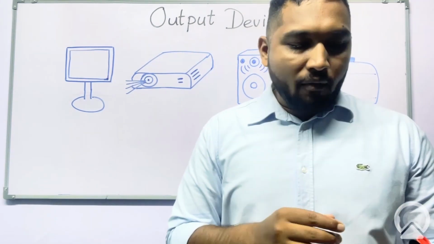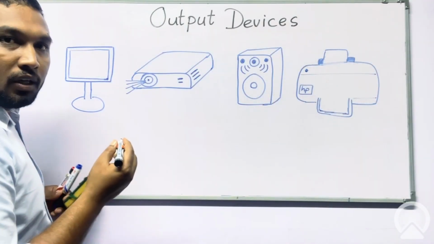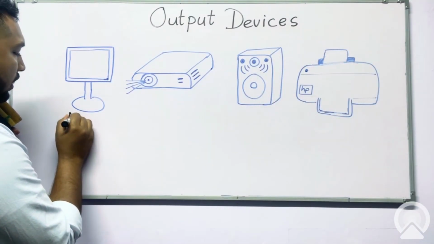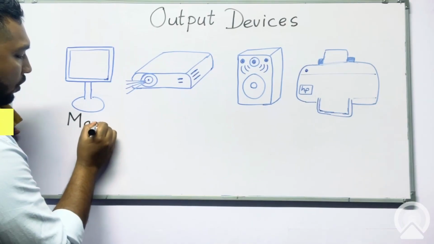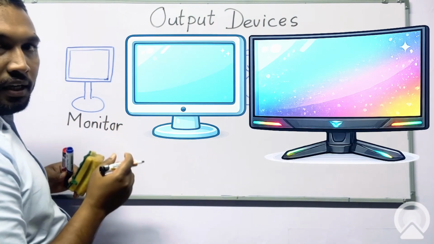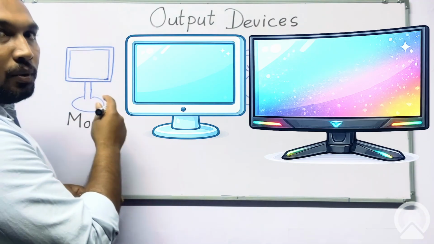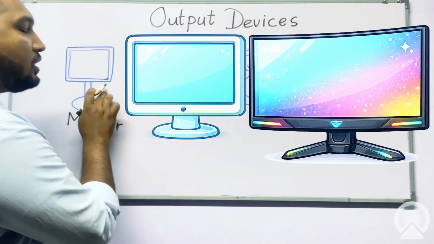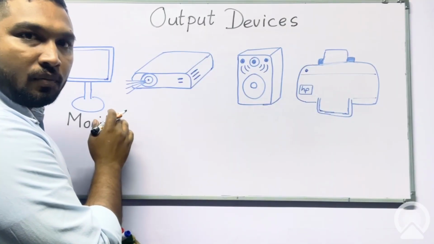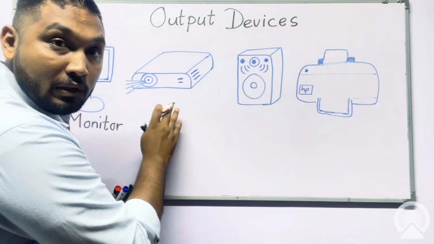Our first output device: without this, our computer will not work. You all know the name. This is a monitor. Some could say this is a screen, or a TV. This is a computer monitor, and it could be in different sizes. This is for our personal computer. I hope you can identify this one.